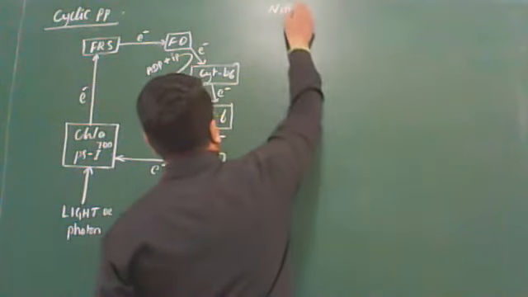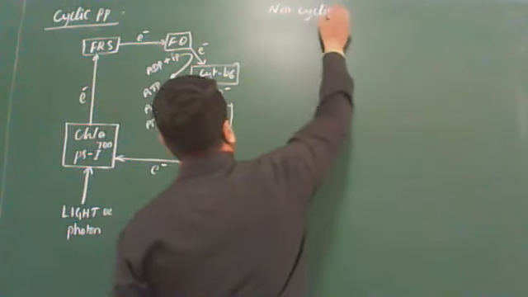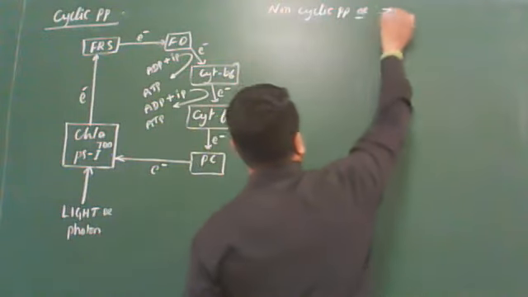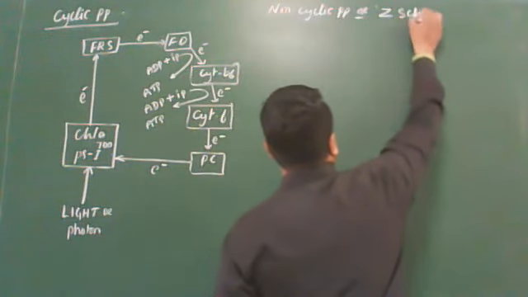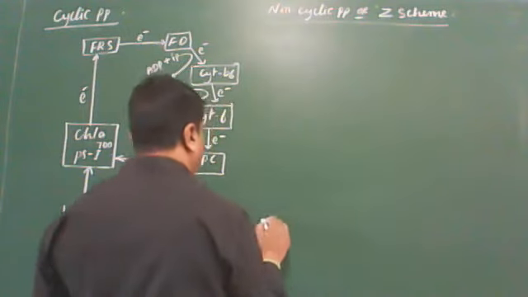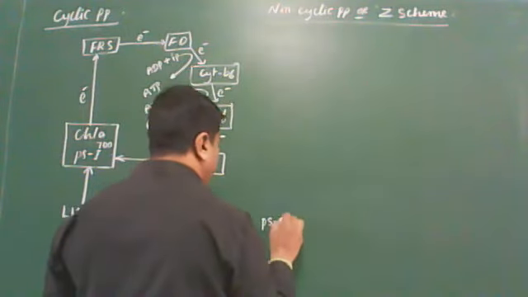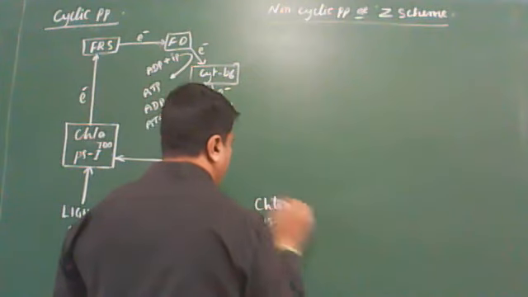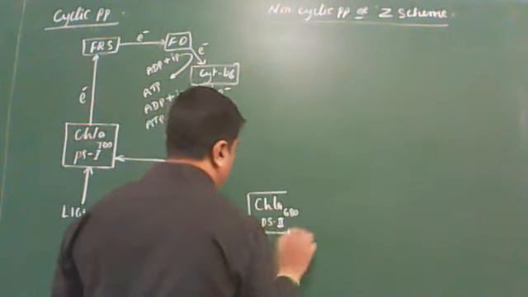Okay. Now let us go to the non-cyclic photophosphorylation. It is also called Z scheme. Okay, first let us come to the representation of the non-cyclic photophosphorylation.